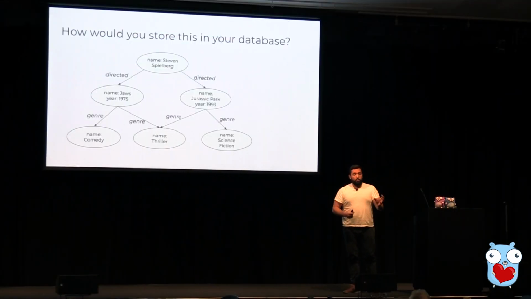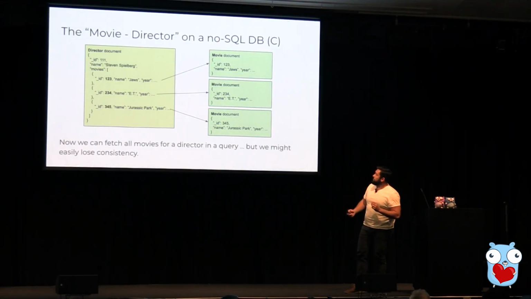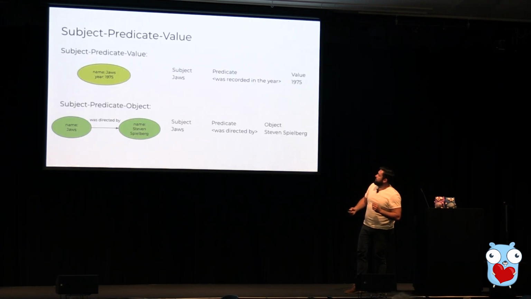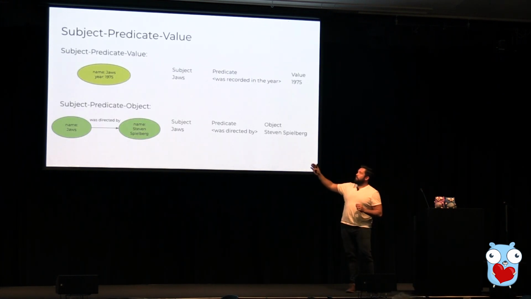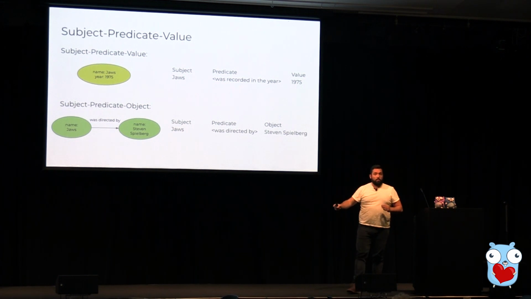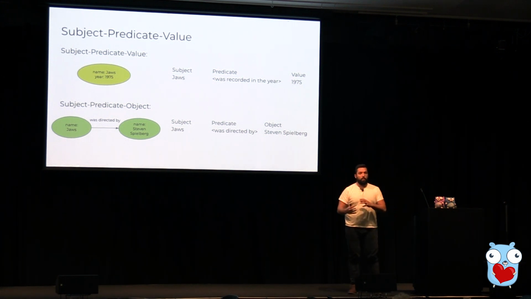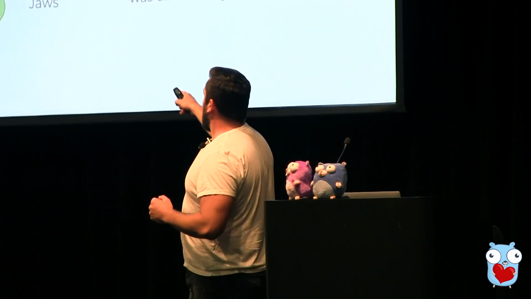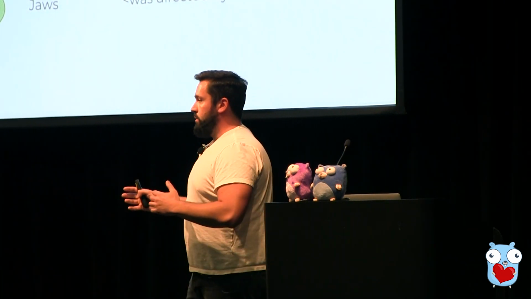So if you think about, let's go back to here. If you have a thing about the fact that that movie is called Jaws, what you're going to store is you're going to say Jaws was recorded in the year 1975. That's one way of doing it. Or Jaws was directed by Steven Spielberg. You're not thinking about all of the other possibilities. You're just thinking about these facts right now.